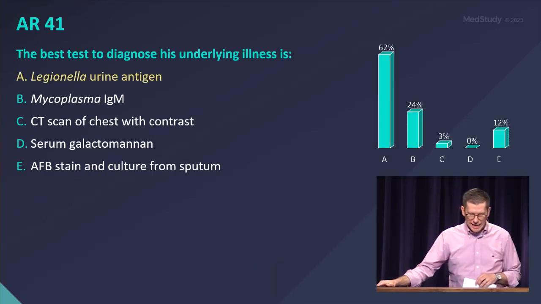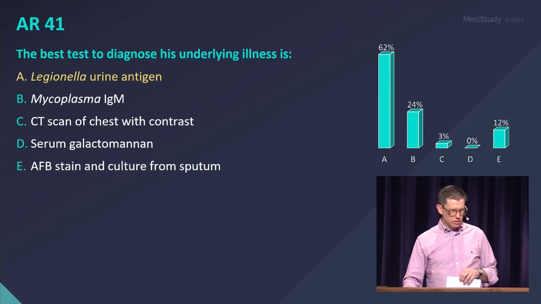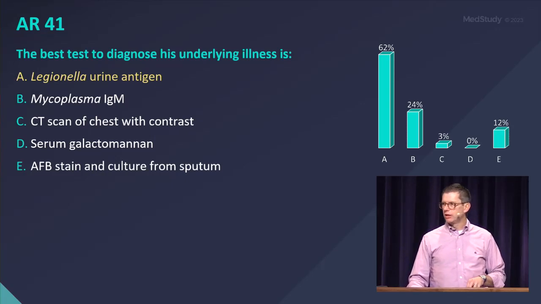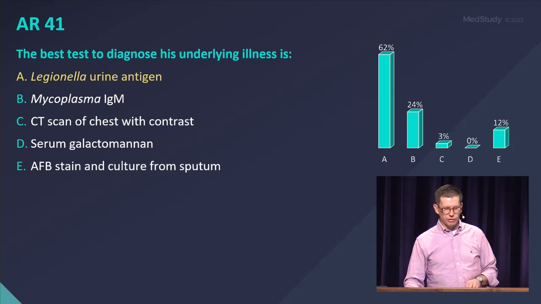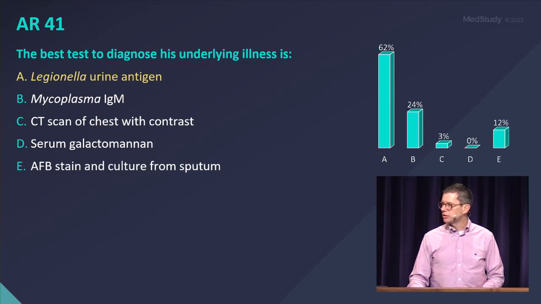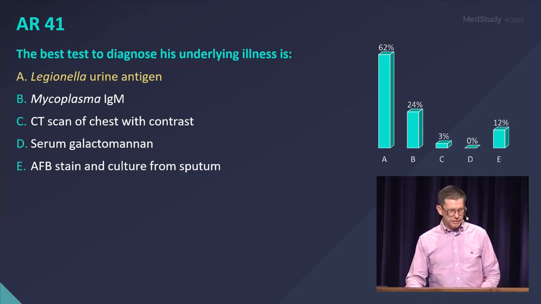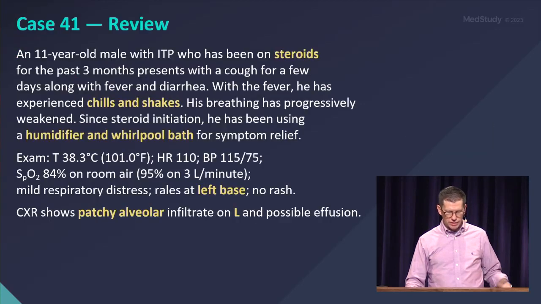All right, so this is going to be a Legionella urine antigen, which you all got. Mycoplasma serologies are not very good, especially Mycoplasma IgM, which can be positive for many months, if not a year after your acute infection, so it has very limited value in testing. A CT of the chest, while it might be helpful, is not going to be diagnostic. A serum galactomannan is what you send when you're thinking about an Aspergillus infection. And an AFB stain and culture from the sputum is what we send when we're concerned about Mycobacterium tuberculosis. But no, the answer for this is Legionella.